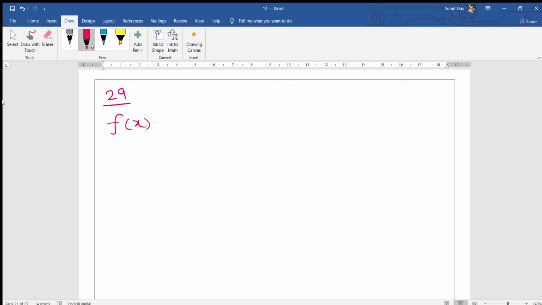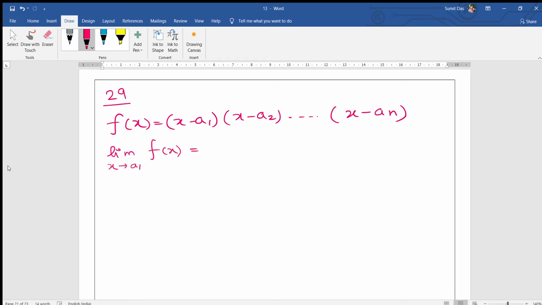f(x) is given as (x minus a1)(x minus a2), continuation, multiplication, (x minus an). Okay. So let's focus on the first question. The first question is we have to find the limit as x tends to a1 of f(x).